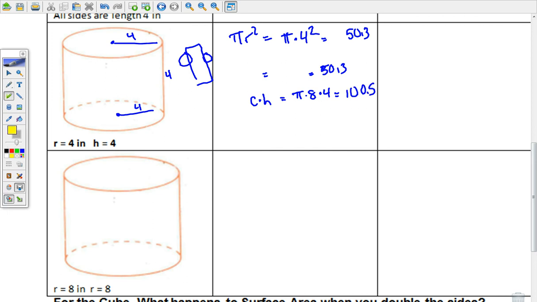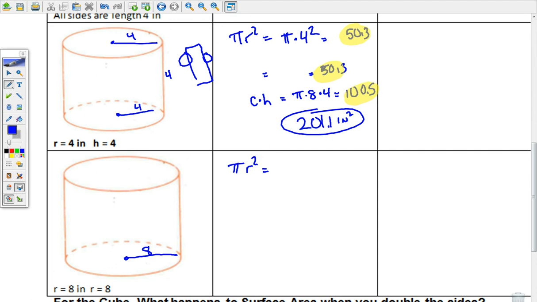So if we add those numbers up to find the final surface area, add all those up, we get a surface area of 201.1 inches squared. Let's see how much bigger the surface area gets when instead of a radius of 4, it's now 8. It's doubled. A lot of people will think it just doubles, but it actually doesn't. So we're actually making this cylinder a lot bigger. So we'll do surface area again.